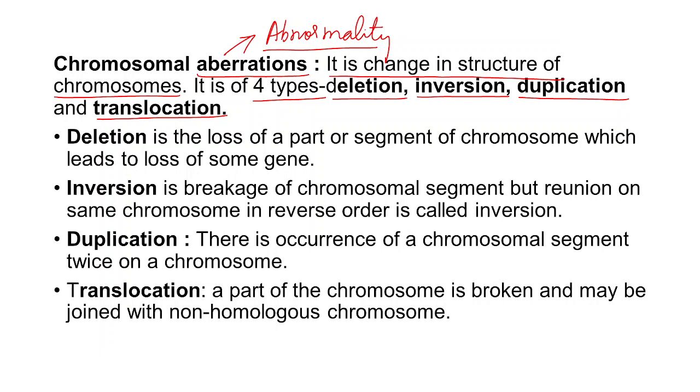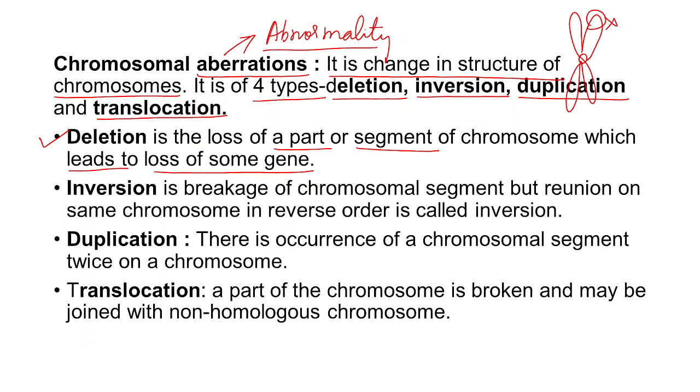The first chromosomal aberration is deletion. What is deletion? See here, it is the loss of a part or a segment of the chromosome, which leads to loss of some genes. If you consider this as a chromosome, and if a part of that is deleted, then what will happen?